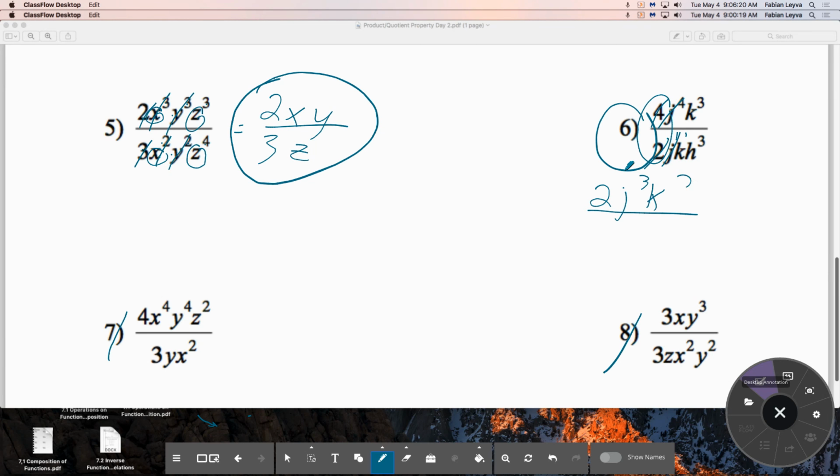More k's in the numerator, so you know you're going to end up with k to the 2, because 3 minus 1 is 2. Now, notice that you have an h to the 3, and there's no other h's. So unfortunately, it has to stay in the denominator by itself. And that is exactly how you simplify. There's nothing else. You can always double check back and be like, okay, I have 1j, 1k, 1h. Everything is simplified. And I'm good to go.